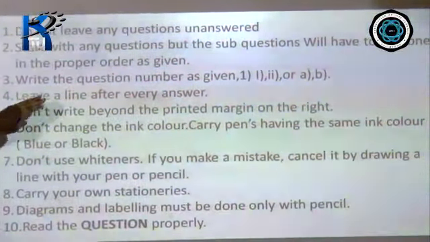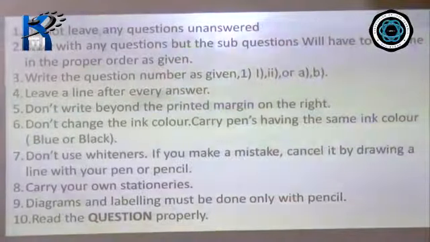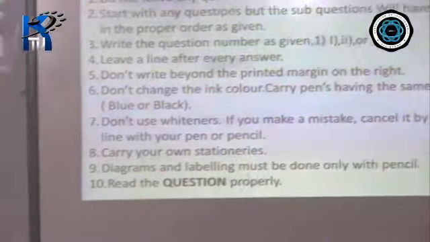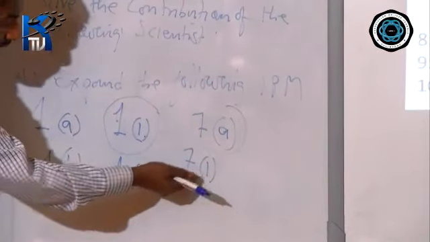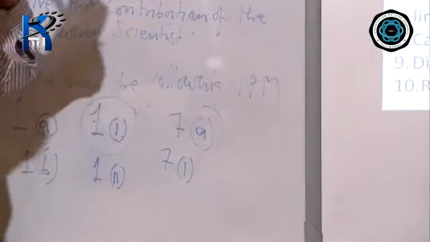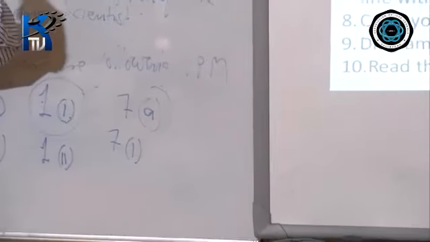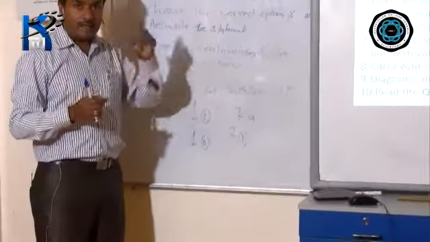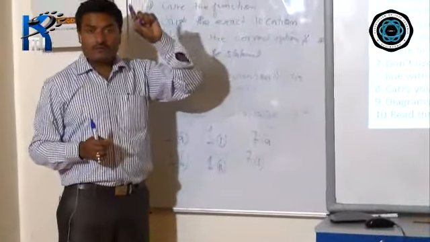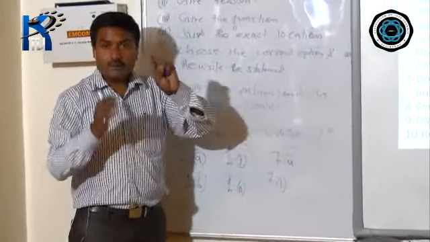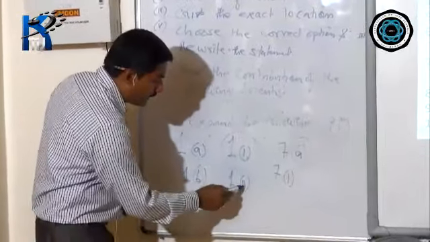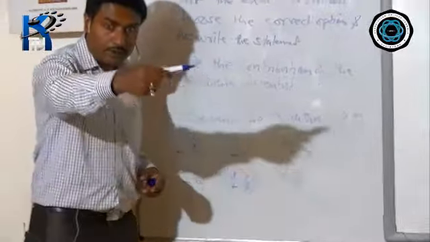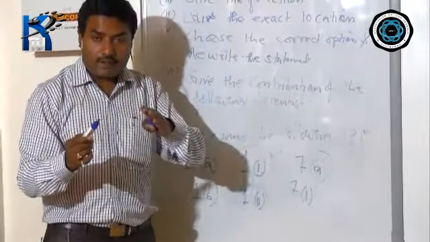Number 4, leave a line after every answer. After every answer means, suppose you have finished question number 7A, or question number 1, one part, then leave a line. It's not that you write one line and leave another line. I'm not talking about that. I'm talking about after completion of one question, you leave a line, then again question number 1, second part, you complete it, finish it, and leave a line there.